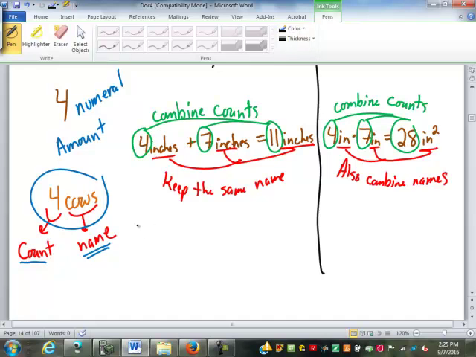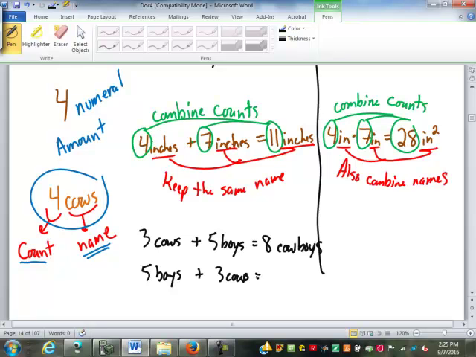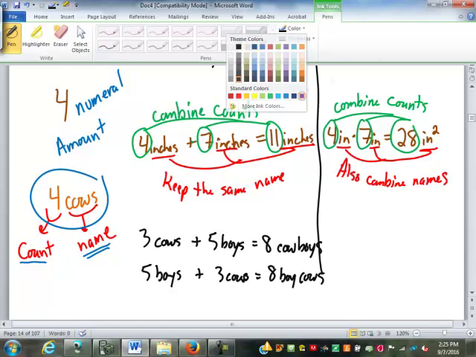For example, let's say I go back to my example of the cows. Let's say we have 3 cows plus 5 boys. Does that give me 8 cowboys? That doesn't work, does it? Or if I switch it around, I had 5 boys and 3 cows. Does that give me 8 boy cows? Okay, obviously not.